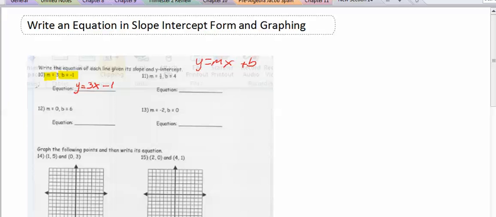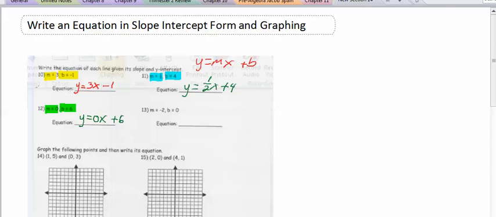Okay, the next one, again, they gave us the slope, they gave us the y-intercept. So all we're going to do is write it in slope-intercept form. So y is equal to 1/2 x, and it's a positive 4, so it's plus 4. Next one, they gave us the slope, which is 0, and the y-intercept, which is 6. So it's going to be y is equal to, my slope is 0, so 0x, and a positive 6.